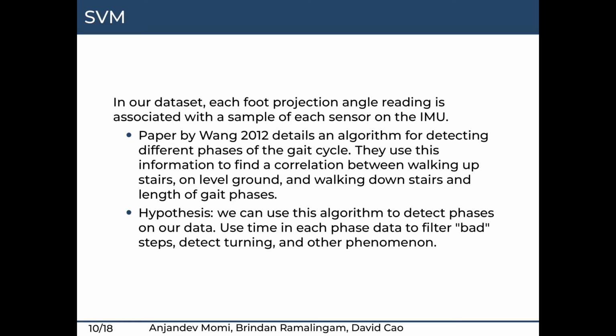One of the most promising algorithms we found in our literature review was a paper by Wang in 2012. In this paper, they created an algorithm where you could input a gait signal and the algorithm would output which phase of the gait cycle, stance, push-off, swing, or heel strike, each sample was in. Finally, they were able to classify whether the cycle showed someone walking up the stairs, on level ground, or downstairs using information of time spent in each phase of the gait cycle.